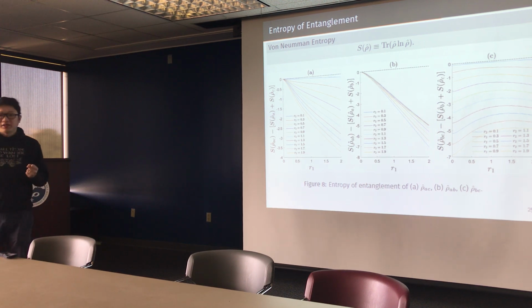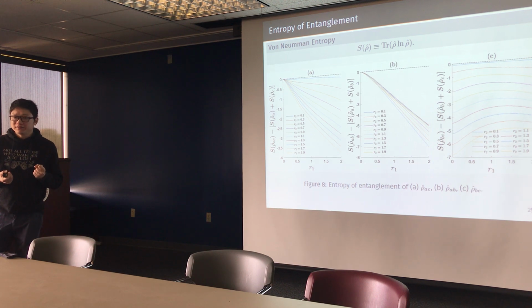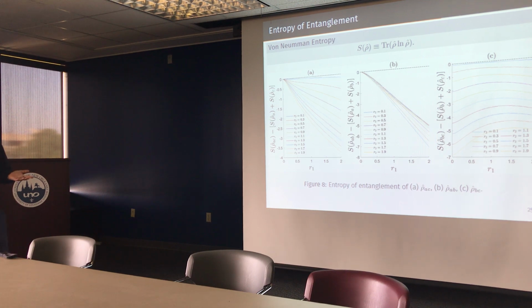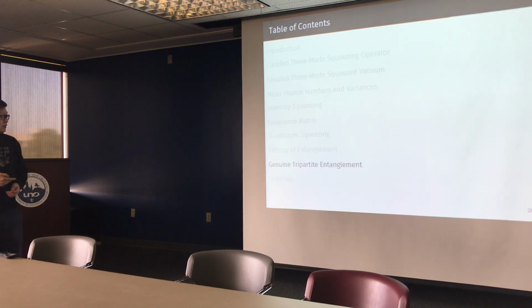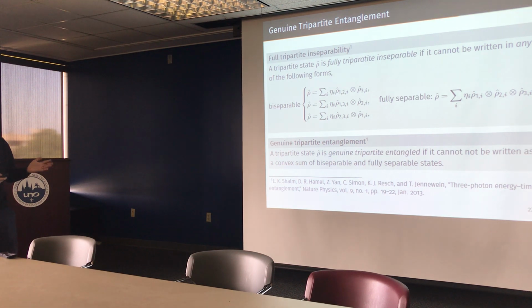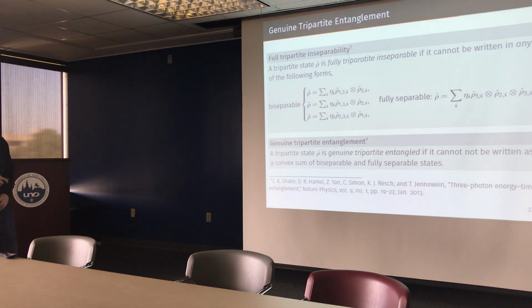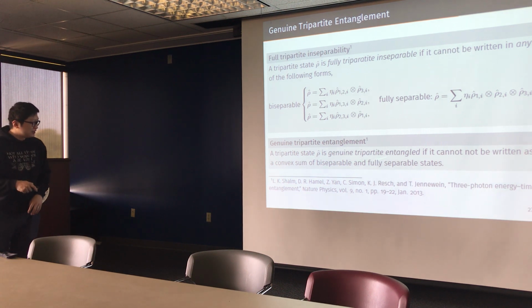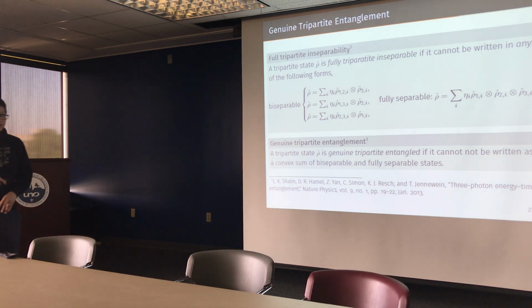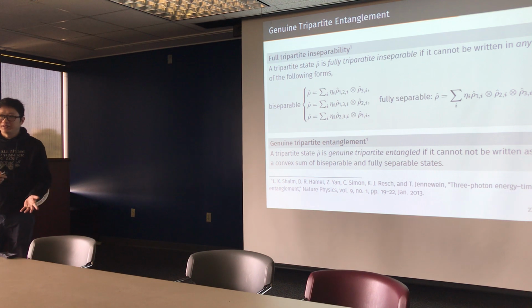So we need to find a criterion based on something that we can measure experimentally. So the best thing would be to use quadrature operators. But right before that, I need to talk about the definition of genuine tripartite entanglement and the distinction between full tripartite inseparability and genuine tripartite entanglement. In some literature, they use these terms interchangeably, but that is not correct. These two terms mean different things.